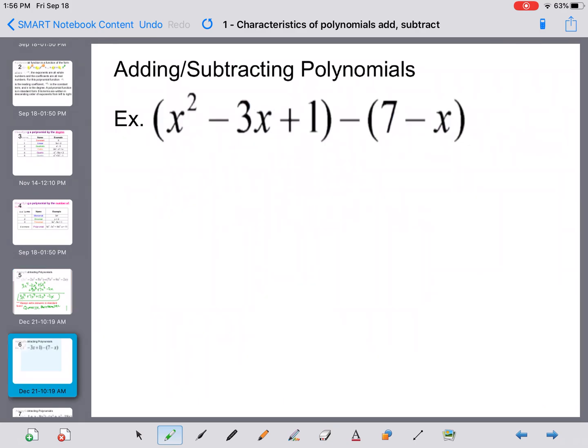Looking at the next one, we are going to subtract. So we are going to distribute the negative.